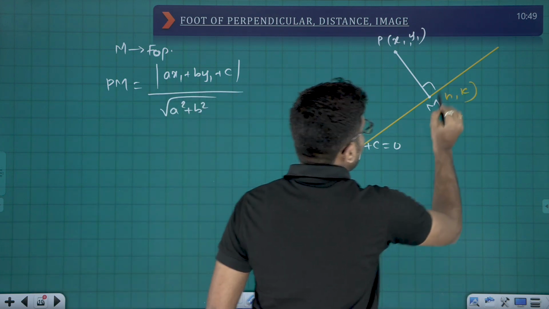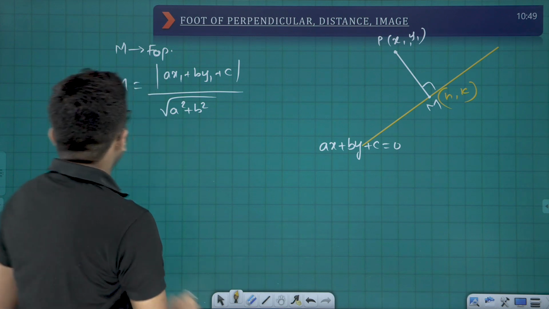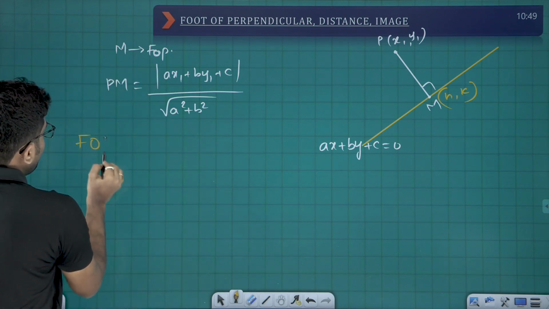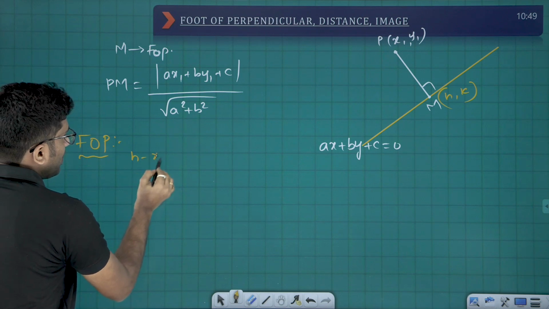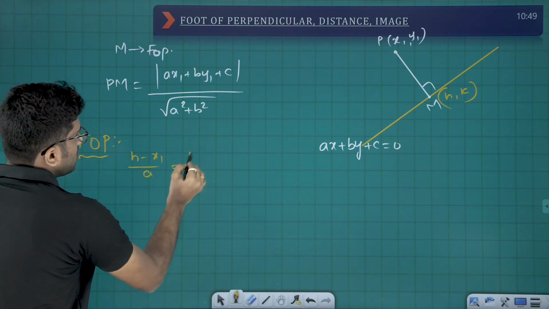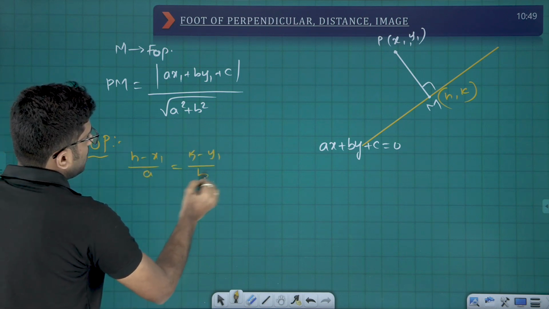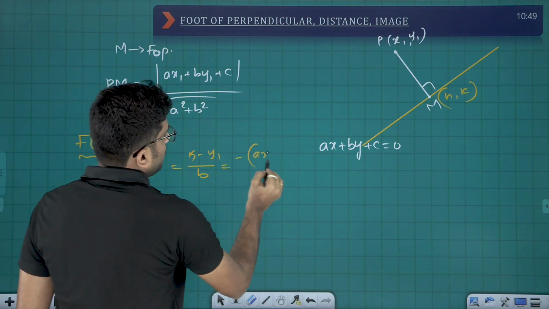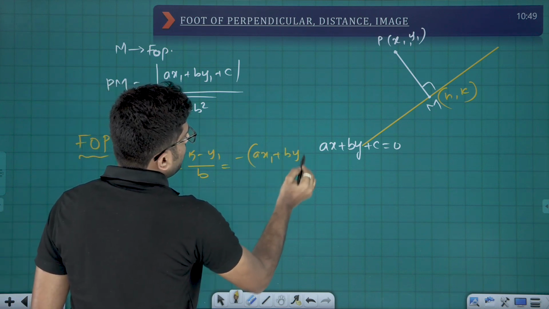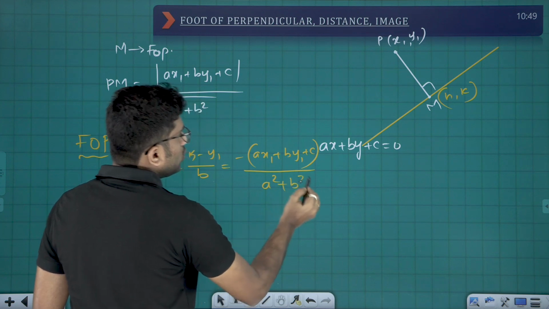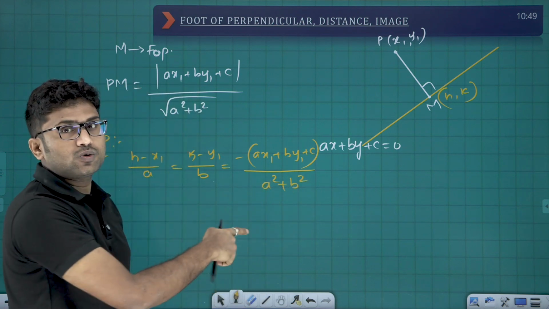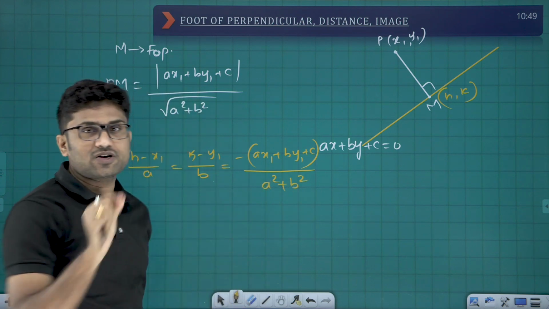Next, coordinates of foot of the perpendicular. Let's say h comma k. We use this formula, friends. To get coordinates of the foot of the perpendicular, we use the formula (h minus x1) by a is equals to (k minus y1) by b is equals to minus of (ax1 plus by1 plus c) divided by (a square plus b square). Don't get confused. It is not square root of a square plus b square. It is only a square plus b square.